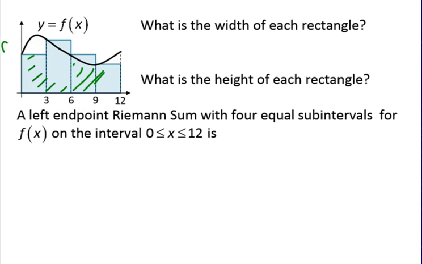I'm going to erase that for a second. What Riemann came up with is that you could find a good estimate of the area under the curve by using rectangles. So if we split this up into sections, say an interval from 0 to 12, and we want 4 sections of equal width, then that would be a width of 3. Then you can make rectangles out of those sections.